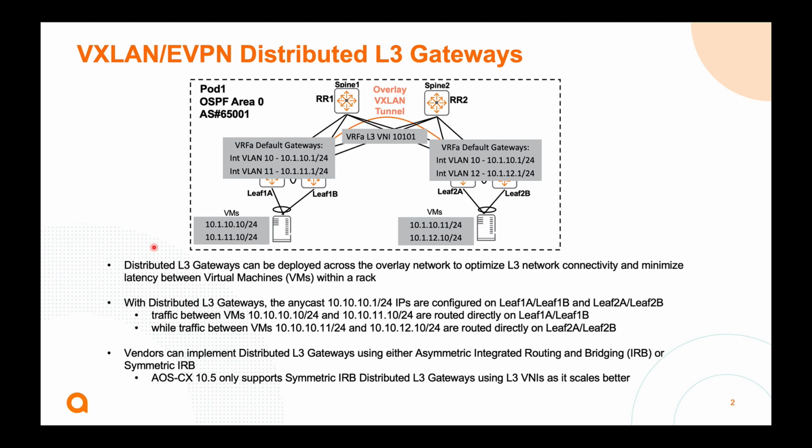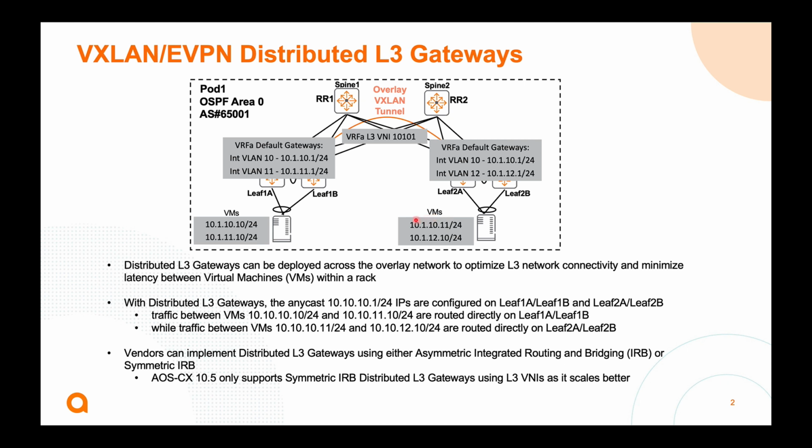The main benefit of using a distributed layer 3 gateway is to optimize layer 3 network connectivity and minimize latency between virtual machines within a rack. As you can see here, with the Anycast IP 10.10.10.1 on both Rack 1 and Rack 2. Rack 1 has leaf 1A, Rack 2 has leaf 2A and 2B, with the same Anycast IP 10.1.10.1 in both racks. That means if I have a VM 10.10 that's trying to communicate with another VM 11.10 in the same rack, and the default gateways are at the top of rack, they can be routed directly without leaving the rack. And same for Rack 2. With 10.11 that's trying to communicate with 12.10, they can communicate directly through this.